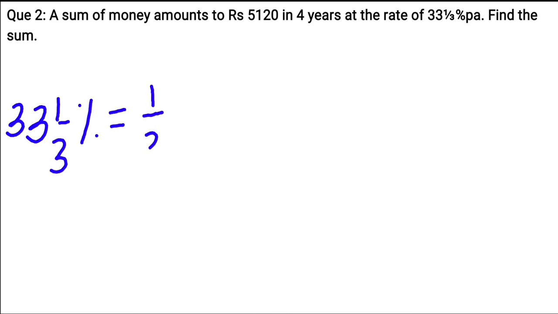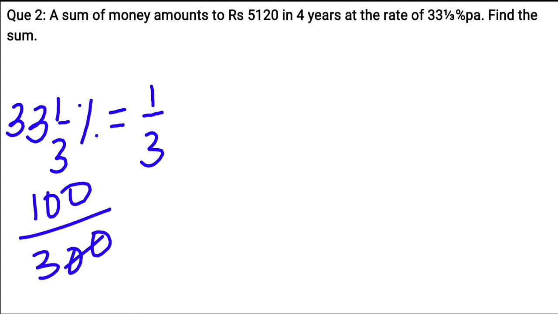It is 1/3. And if you simplify this, you get this. 33 3s are 99, plus 1 is 100, so 100/3. Now because of this percent, put double zero and eventually you will get this. Got it? So 1/3 is the fraction value of this rate.